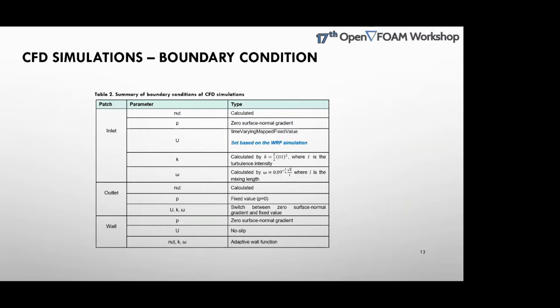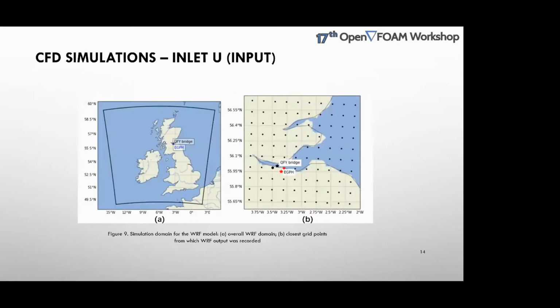So here is, let's say, a summary of the domain conditions. The most interesting part is the inlet U. I'm using a utility called timeVaryingMappedFixedValue. And the value of the inlet velocity is manually set based on a Weather Research and Forecasting model, which I'll call the WRF model. The WRF simulations here were accomplished by Dr. Connor Sweeney, who is also from UCD.